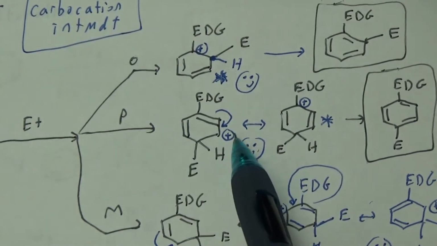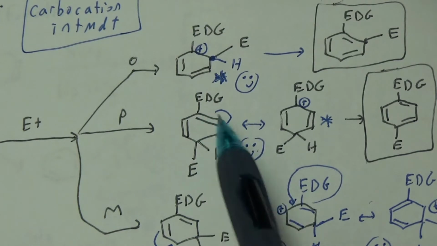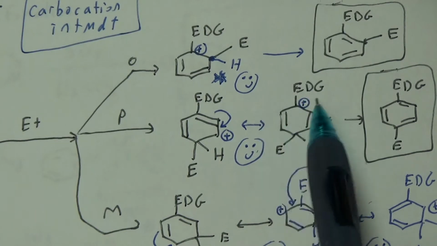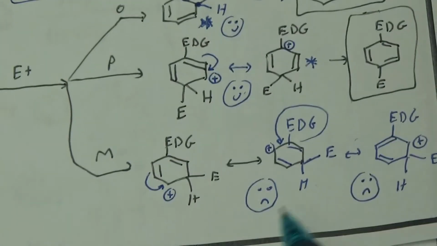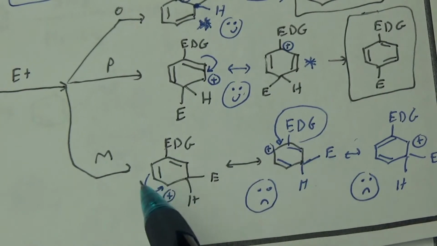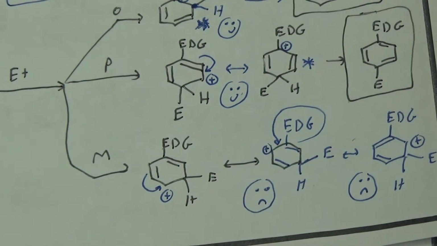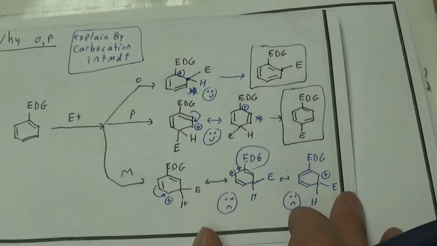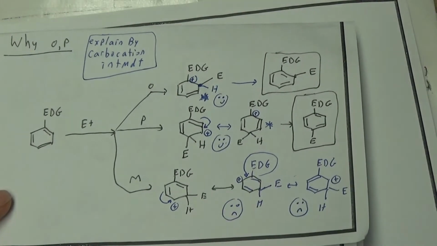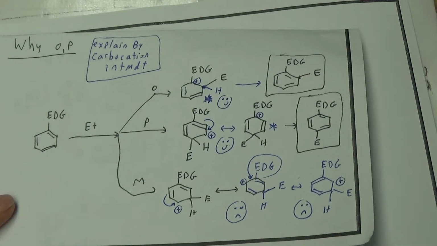Same with the para. The only difference is you have to first resonate the electrons, and then you show that the carbocation is next to the donating group. But that's a positive thing. With a meta, you don't have that. No matter how you push the electrons, the plus charge is never adjacent to the donating group. It's always next door. So that was why, in a nutshell, donating groups cause ortho-para direction.